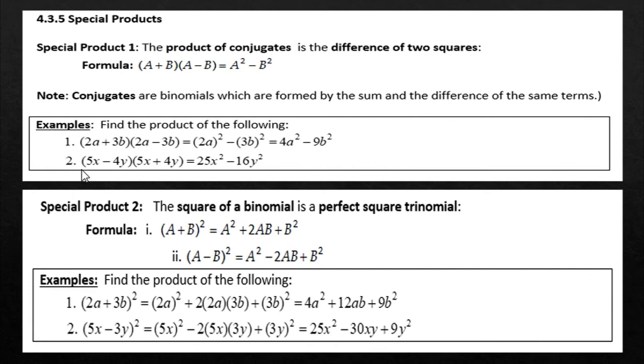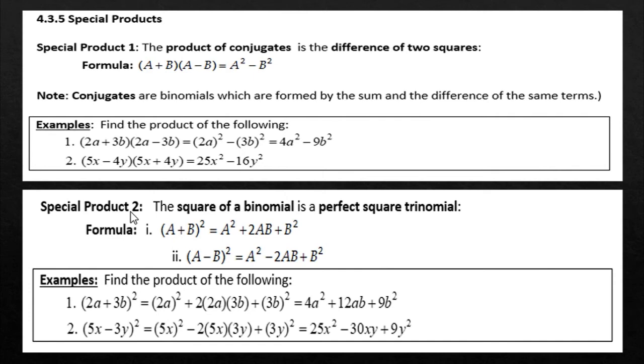Number 2, 5x minus 4y multiplied to 5x plus 4y. Again, same sila og mga terms. So, ato siyang i-square ang first term og i-square po ang second term. So, that is why we have 25x squared, kay 5 squared is 25. Then, minus ang atong 4 squared is 16. Then, square po si y squared. So, the answer is 25x squared minus 16y squared.